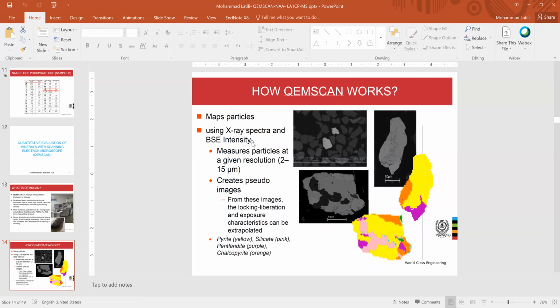ChemScan, in fact, works based on backscattering imaging. Backscattering imaging is a technique in SEM. You don't need to know exactly what it is, but if you're interested, you can go online and search for it. With ChemScan, you can characterize the particles down to 15 micron. In other words, if you have nanoparticles, it's not a good machine, but for mineral processing it is usually good enough.